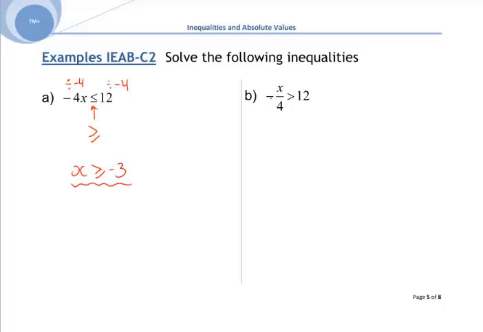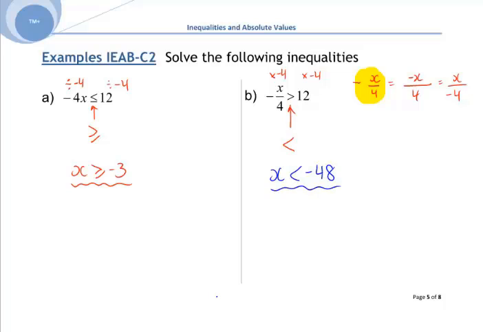Okay, next one, negative x over 4. Now remember, negative x over 4 is the same as negative x over 4, which is the same as x over negative 4. They're all the same thing, okay, but we usually write it such that the negative belongs to the whole fraction. So to get rid of that negative 4, I'm going to multiply both sides of the inequality by negative 4. So that means that inequality has to change direction. It needs to become a less than. So now I have x is less than 12 times negative 4, which is negative 48.